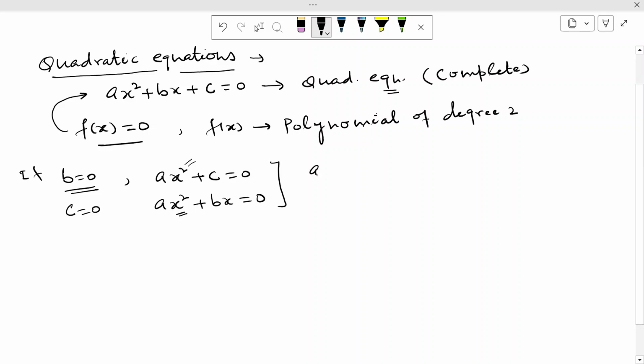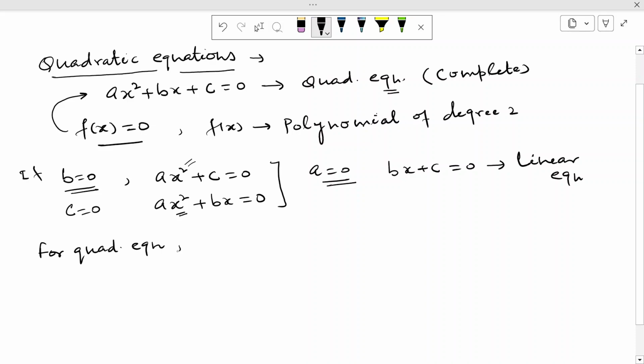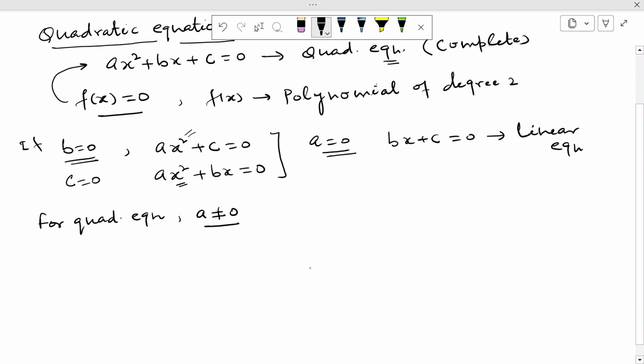But if you consider this a equals to 0, then you will be left with only bx plus c equals to 0, which is a linear equation. This is not a quadratic equation because here you have a linear, or degree 1, polynomial. So for a quadratic equation we should have this a as non-zero, otherwise this equation will be converted into a linear equation.